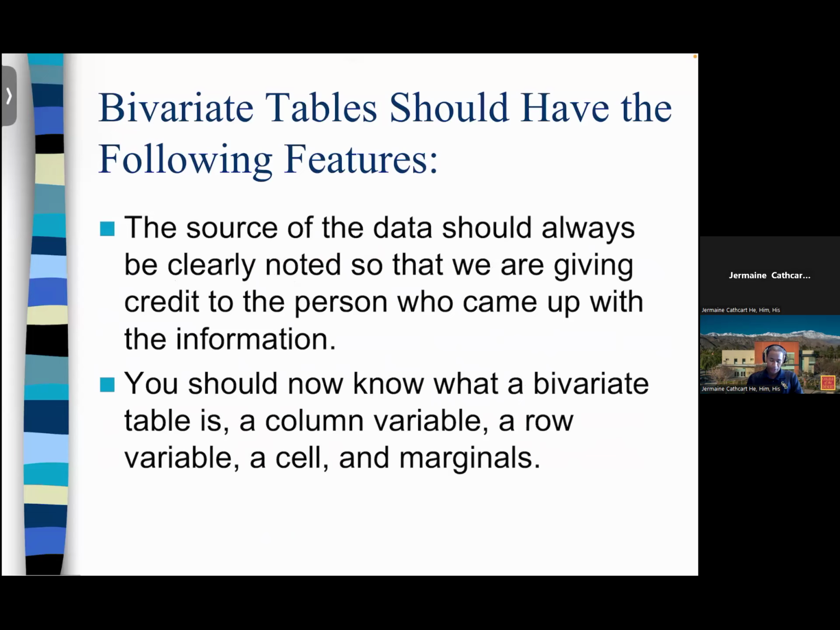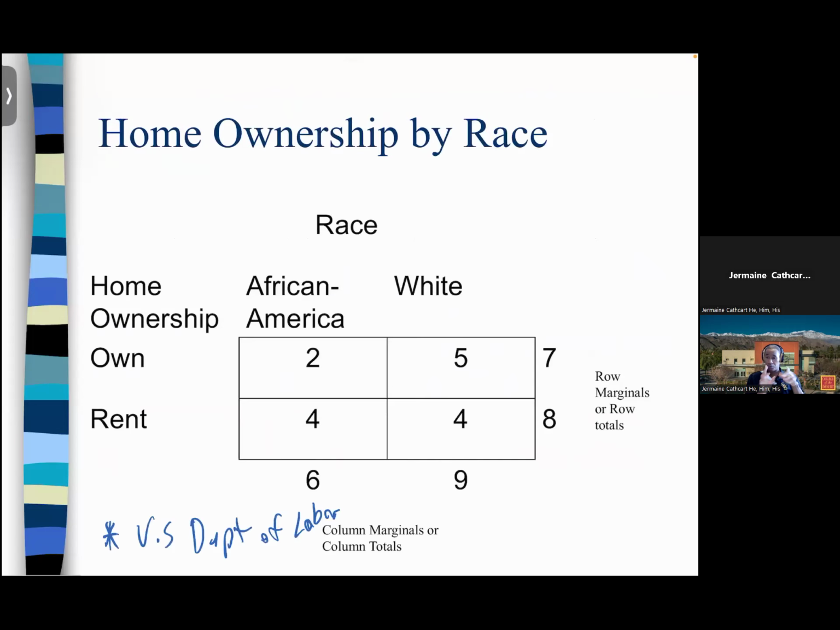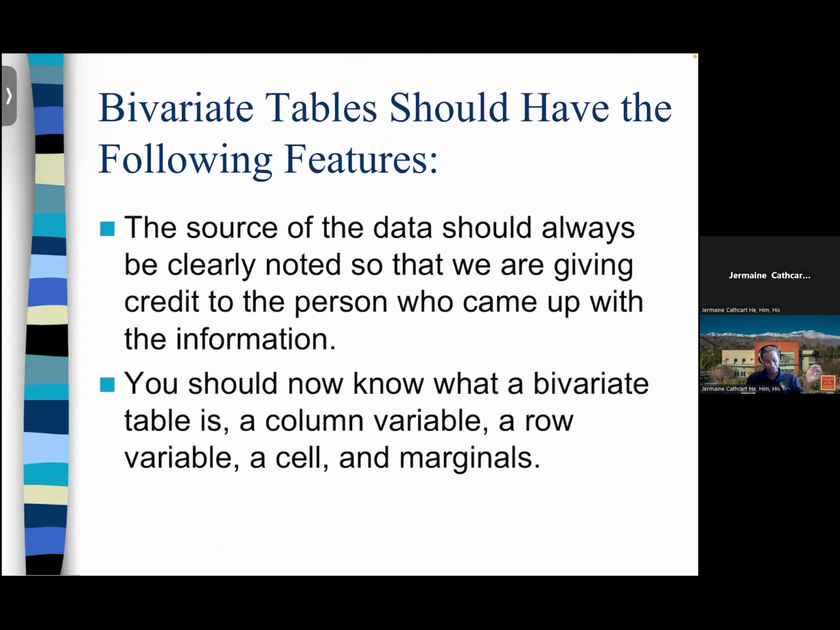And then, of course, like I said, you need to have column variable, row variable, cell, and marginals. You should know what all these are. I don't know if I pointed this out. Marginal. What is a marginal? It is a total. So a column marginal and a column total are the exact same thing. The textbook refers to both marginal and total. So when they're talking about the column marginal, it means the total. When I talk about the row marginal, it means the row total. Remember that. Memorize that.